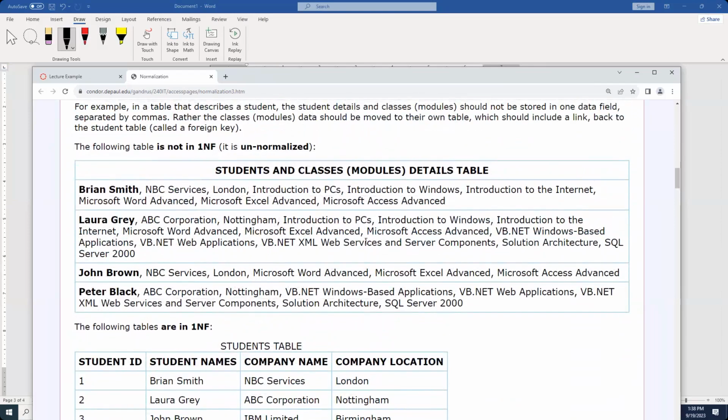Now, the first normal form says that everything has to have a primary key. In other words, every row in the database has to be identified by one or a combination of fields. And there shouldn't be any repeating fields. You shouldn't have the same data multiple times. And what's an example of the repeating fields? This course name repeats.